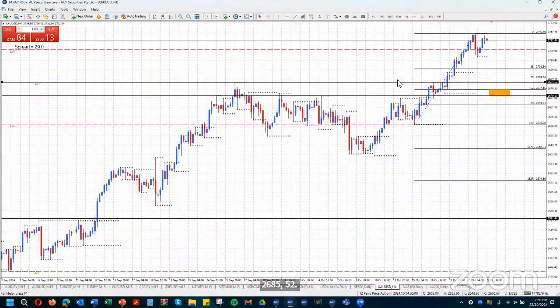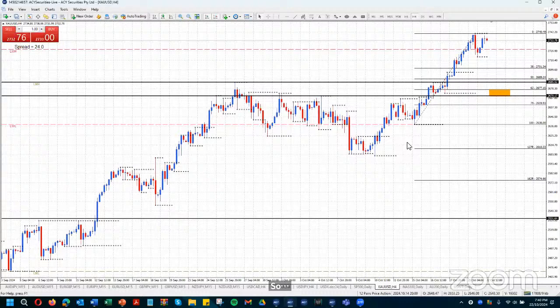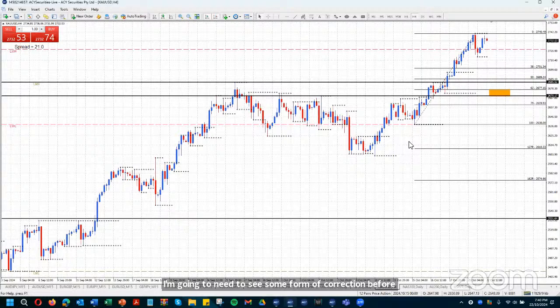Now, price may not want to pull back to the most logical technical levels to be a trader at, but I'm just not going to buy it right at the top of the move. So sometimes I just have to be more than reasonable with myself and say, well, we're at the highest point of the move. I'm going to need to see some form of correction before I can engage. All right, so that would need to do some work for me to entertain getting in.